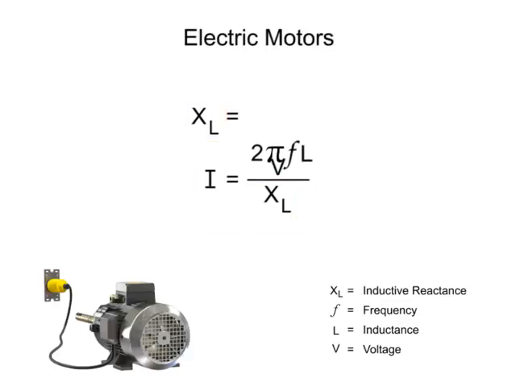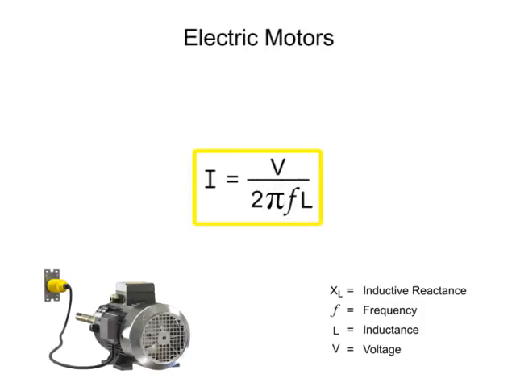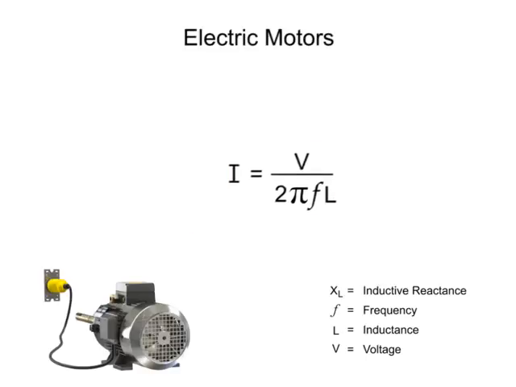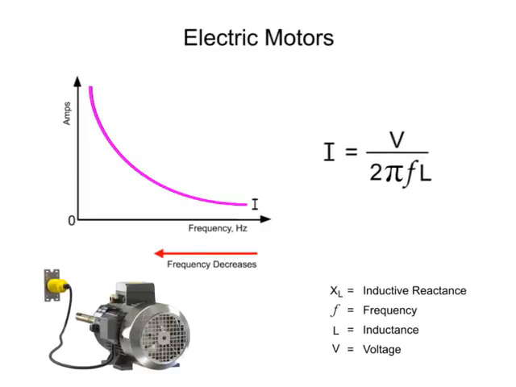By combining the two equations, we can see that frequency and current are inversely proportional. As the frequency decreases, current will increase. Motors are frequency sensitive, which means that frequency changes can cause speed changes within the motor. If frequency decreases significantly, the motor may experience a large increase in current, which can cause motor components to overheat.